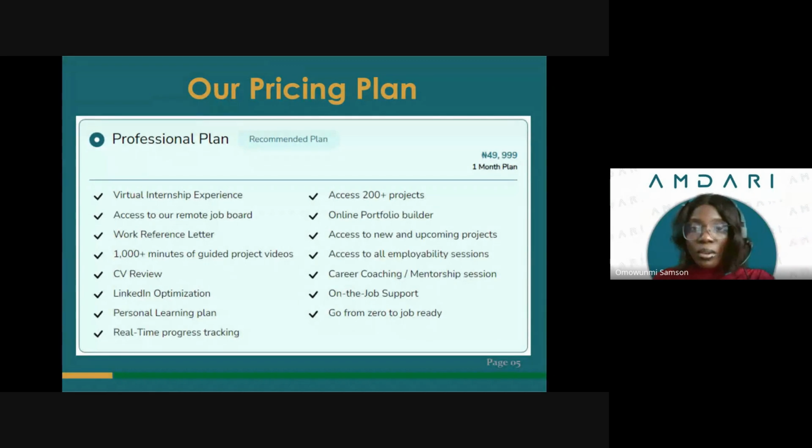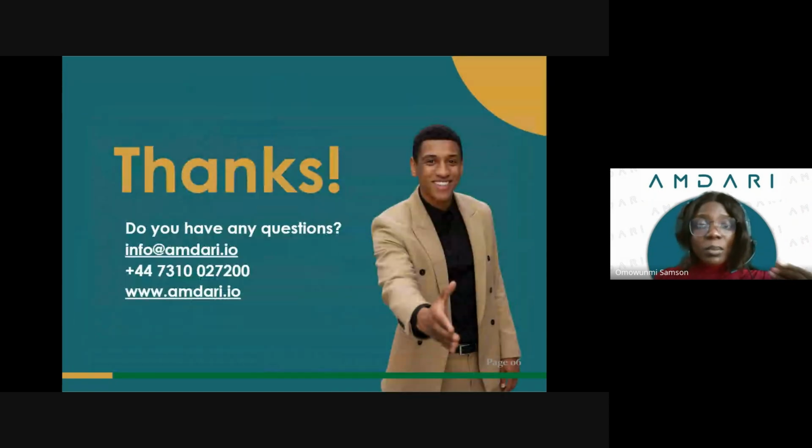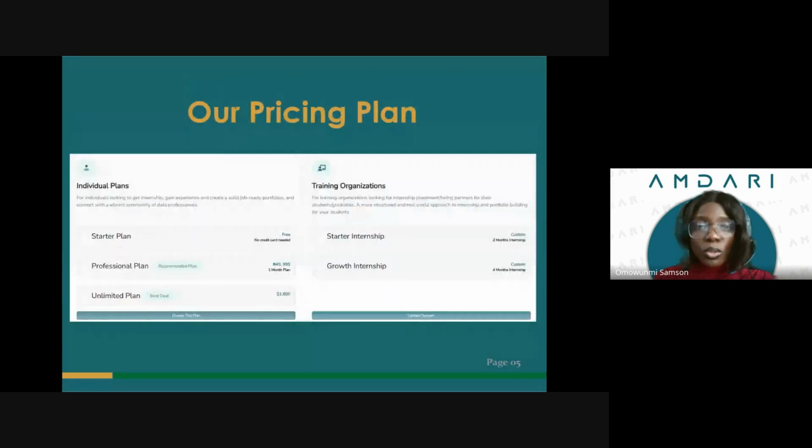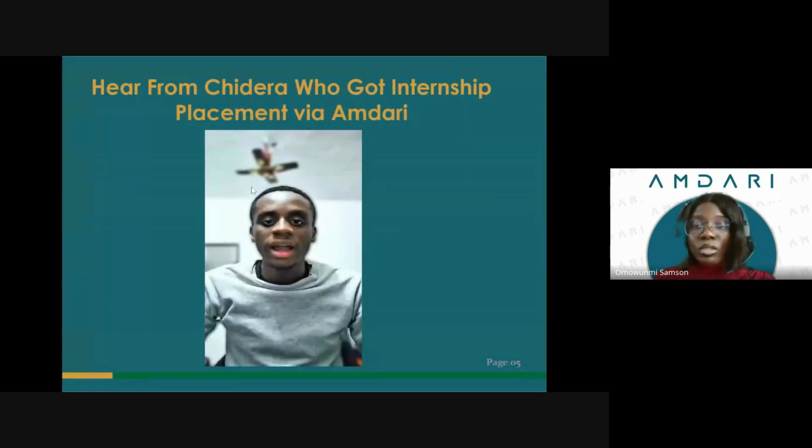So it's also very important for you to know that there is so much that you can gain when you use the Amdari platform. There is so much more. We have people who have gotten jobs from Amdari. These people got paid jobs. So it's a platform that offers so much value.